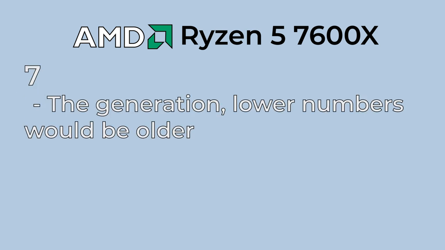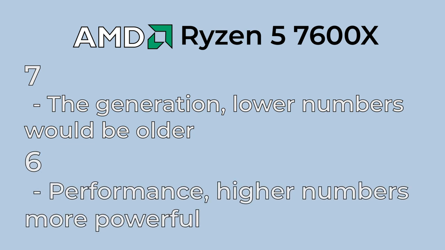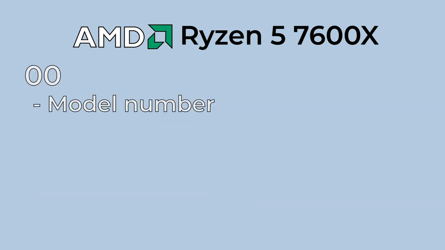7. The first number, 7, is the generation. In this case, it's a 4th generation chip from the 7000 series. A lower number would be an older model. 6. The next number, 6, is related to performance. The higher this number is, the more powerful the chip is. 00. The next two numbers, 00, don't really affect anything. They are essentially the model number.